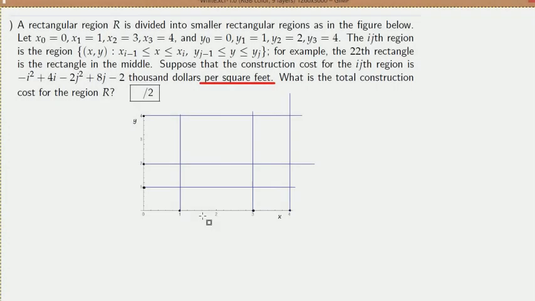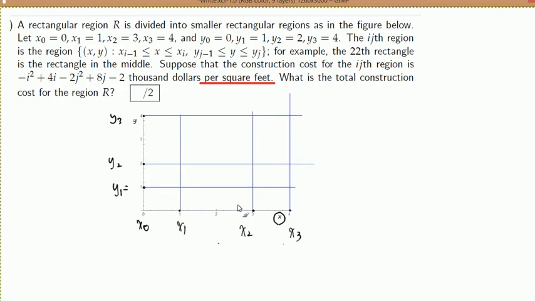So there are 9 regions, and this is the x-axis: x0, x1, x2, and x3. And this is the first interval, second interval, and third interval of the x-axis. Same thing here for y: y1, y2, y3, which is 4 there, very small.